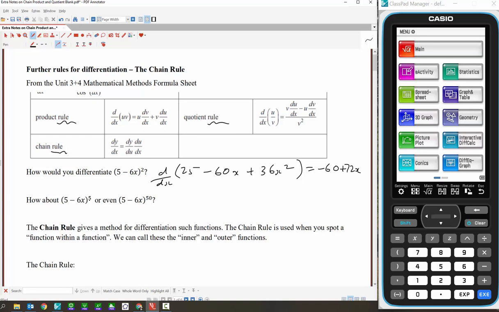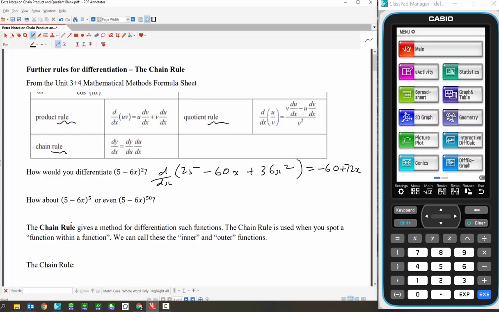Or what even if it was power 3? This method of expanding it would be tedious, difficult, fraught with danger in terms of making mistakes, and just generally boring. So I wouldn't do it with a power 3, I certainly wouldn't do it with a power 5, and I certainly would not do it with a power 50.